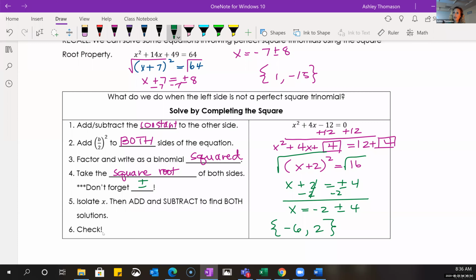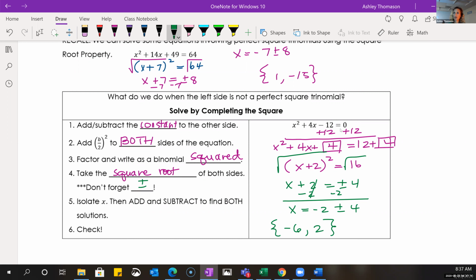Then you can check your answer. You have multiple options for checking. One option is to substitute the answers into your original equation, one at a time, not both at the same time, obviously. So first you would substitute -6 everywhere there's an x and see if it turns out to equal 0. And then you could do the same thing with a 2, plug it in, make sure it works.